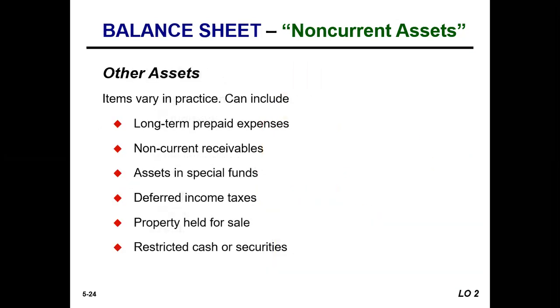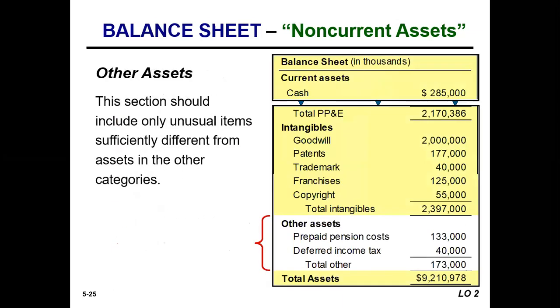All right, some of these other assets that they're giving us, again, not every company is going to have these, but they're just giving us some examples of what could be found in that other asset section. Long-term prepaid expenses, non-current receivables, assets and special funds, deferred income taxes, property held for sale, or restricted cash and securities. And it's showing us here prepaid pension costs, deferred income tax.